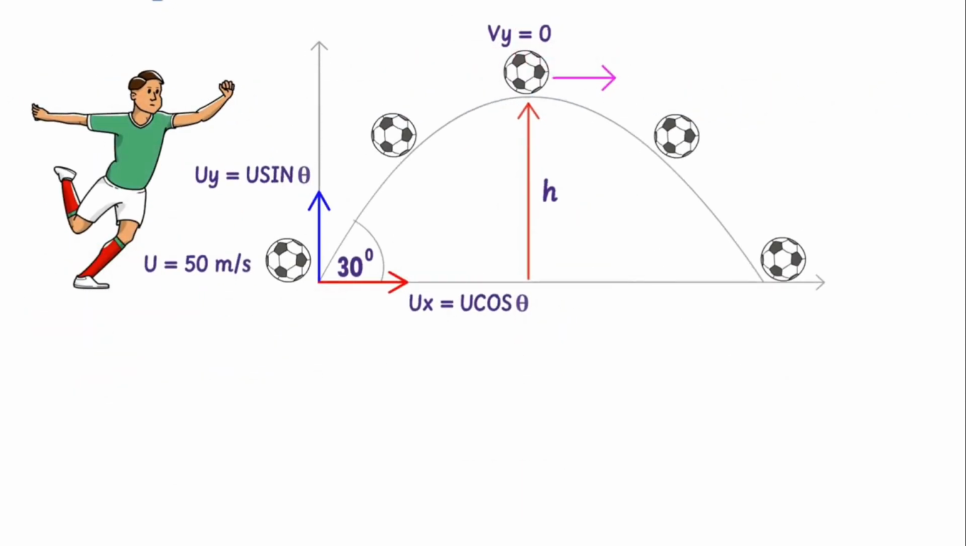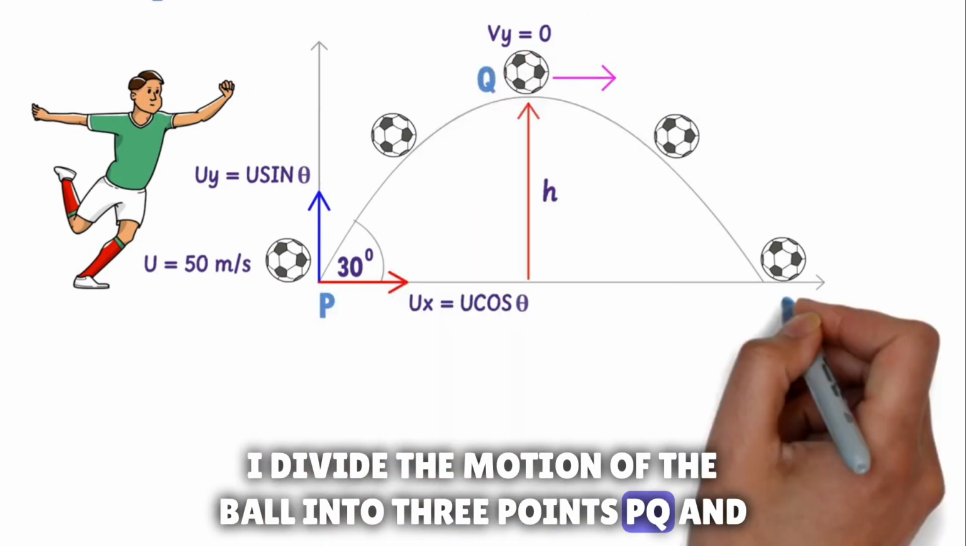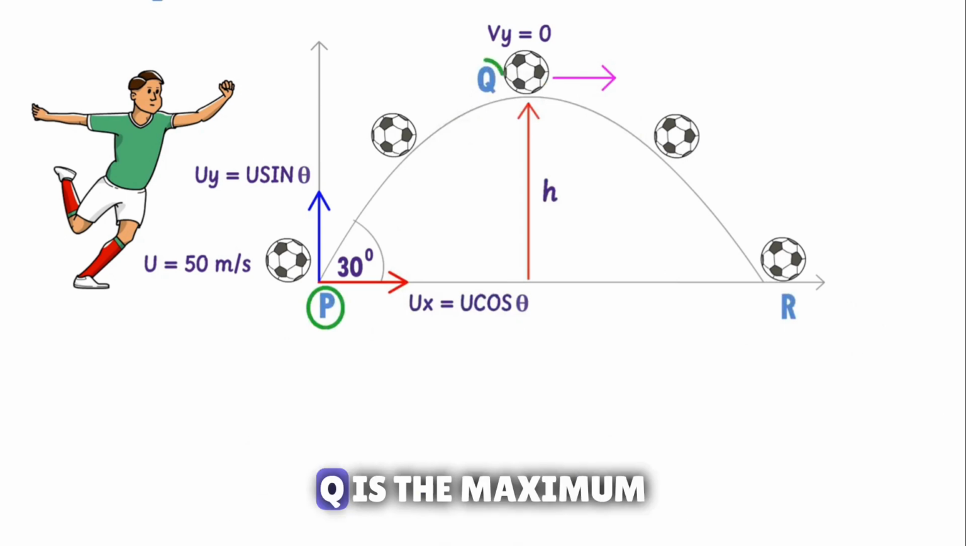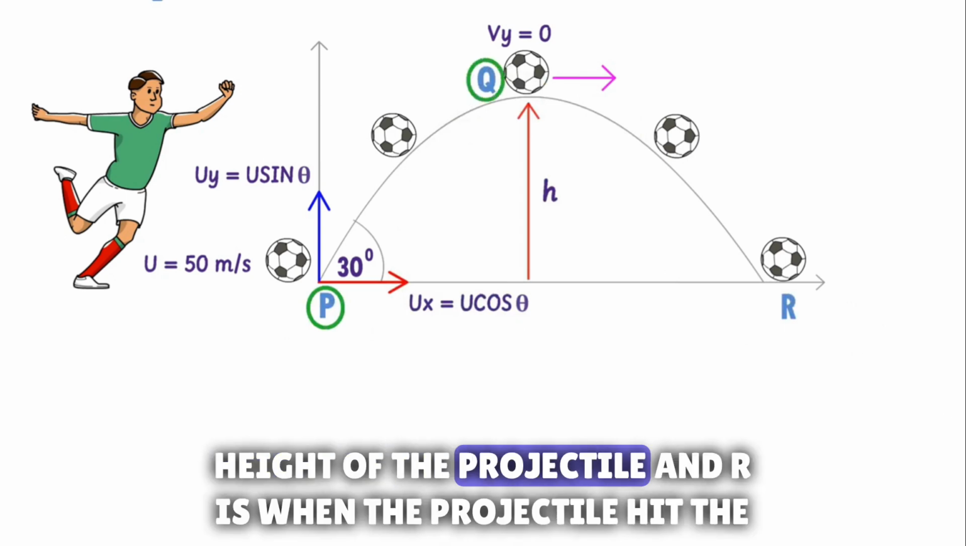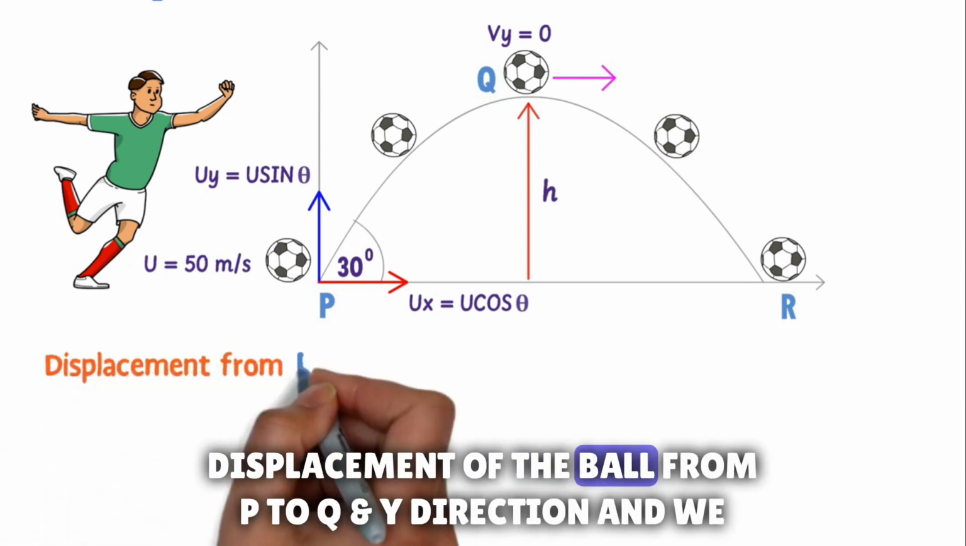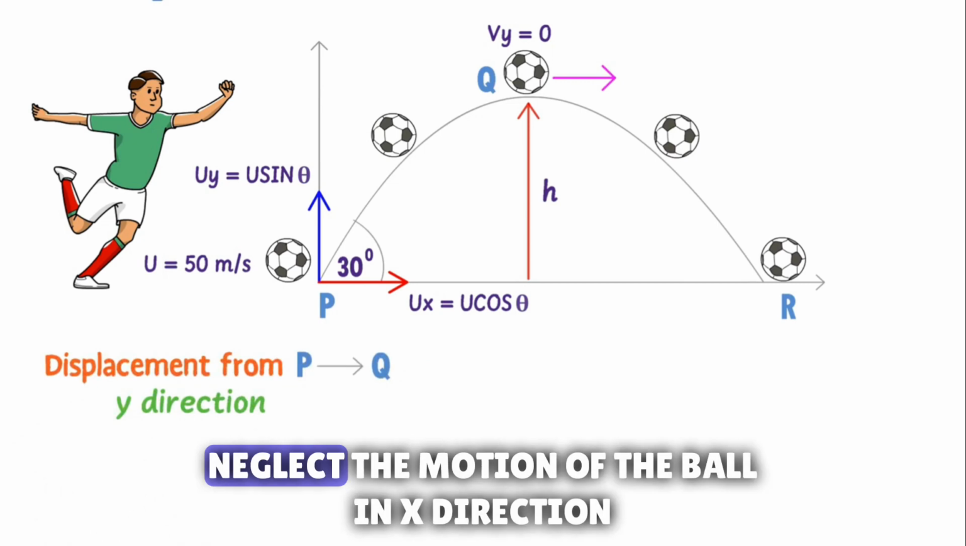To do so, I divide the motion of the ball into 3 points P, Q and R. P is the initial point of the projectile, Q is the maximum height of the projectile and R is when the projectile hits the ground. To derive the equation of maximum height, we take the displacement of the ball from P to Q in y direction and we neglect the motion of the ball in x direction.